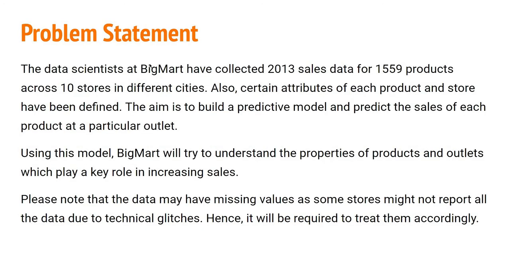So now let us understand the problem statement that we will be working on. The data scientists at Bigmart, a company, have collected 2013 sales data for 1559 products across 10 stores in different cities. Also, certain attributes of each product and store have been defined. The aim is to build a predictive model and predict the sale of each product at a particular outlet. So we will have a data set of 2013 with different types of columns, and we will have to predict the sale of that particular product in that particular year, that is 2013.